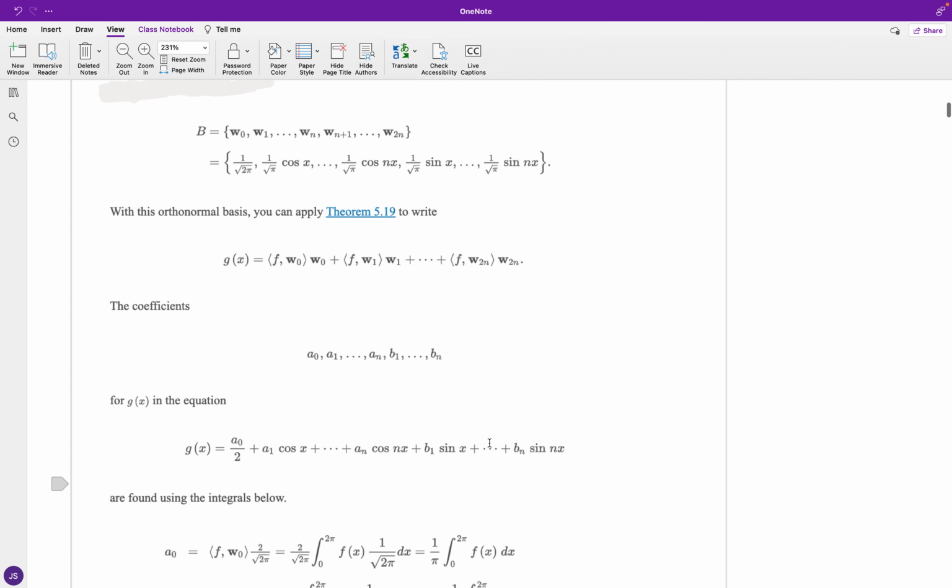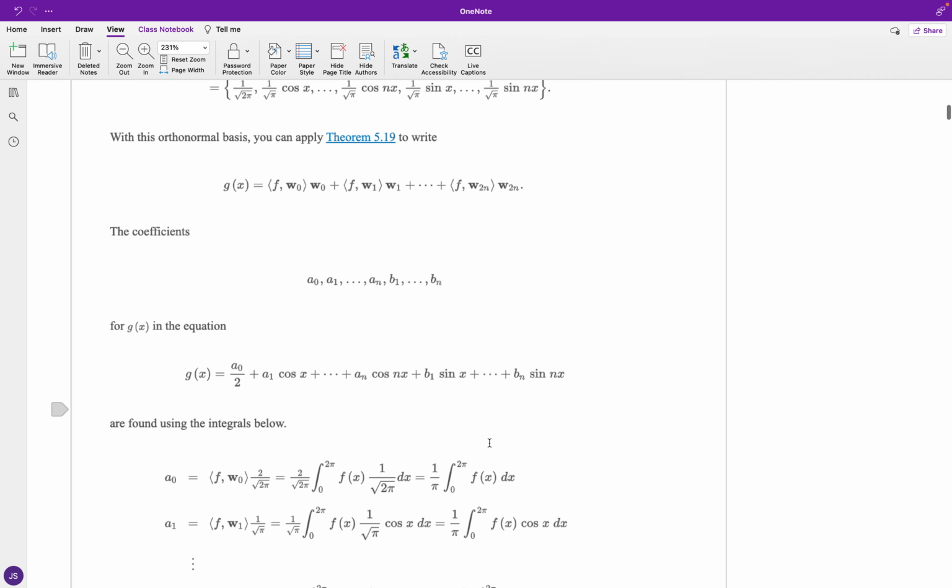And for g(x) in the equation, g(x) is equal to a_0/2 + a_1 cos(x), and anything that follows is of the form where n is an integer, and the order is represented, in the cosine terms, by a_n cos(nx), and for the sine, b_1 sin(x) all the way out to b_n sin(nx). So the coefficient of the angle and the subscripted variable represent the same variable.